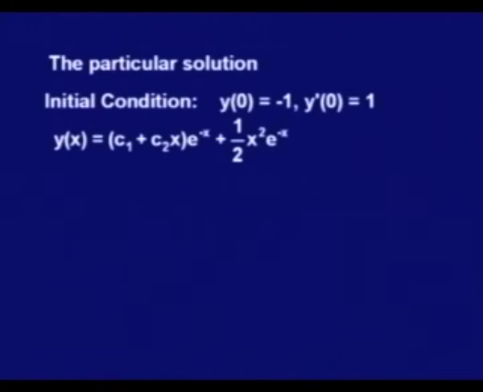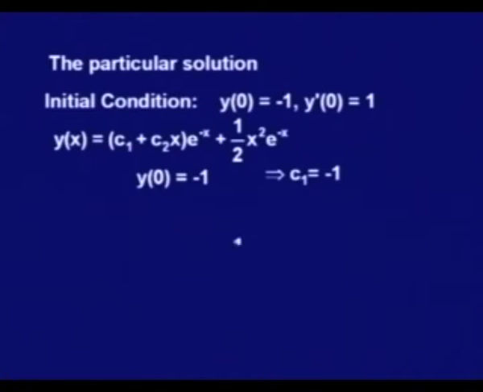What general solution had we got? (c1 plus c2 x) e to the power minus x plus half x square e to the power minus x. Now, if I substitute x as 0, that is I find out the value of the function at 0, that is given as minus 1. From here in this solution, if I substitute x as 0, I would get only c1. So, it gives c1 is equal to minus 1.